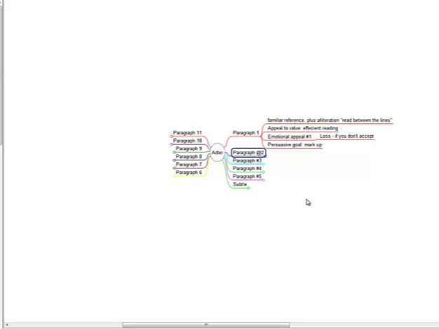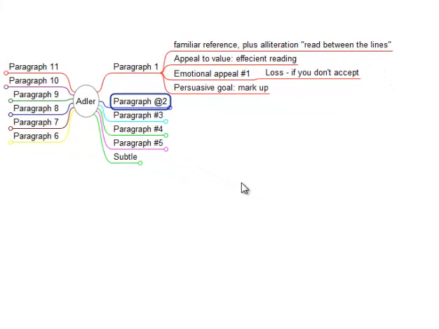Okay, this is technique. First, he uses a familiar reference plus alliteration to get people's attention. Read between the lines is contrasted with write between the lines. That in and of itself gives a little attention, also familiarity. Read, write, a little difference. Then there is appeal to the value. This is so important because he comes back to it. He's appealing to the value of efficient reading.